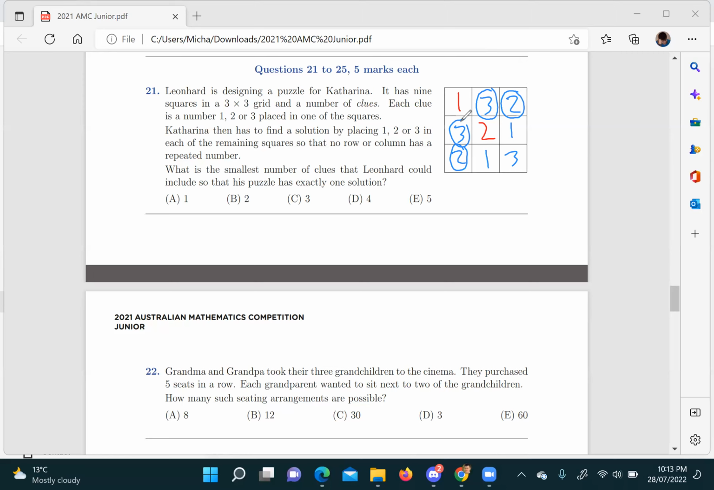So that's the only solution, right? Because once you have two things in a row or column, you know the third thing, and you just gotta check that that works.